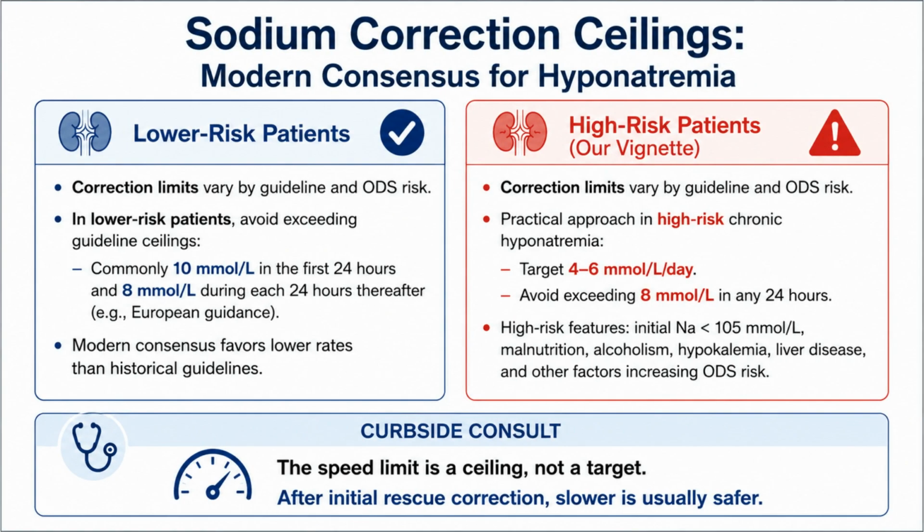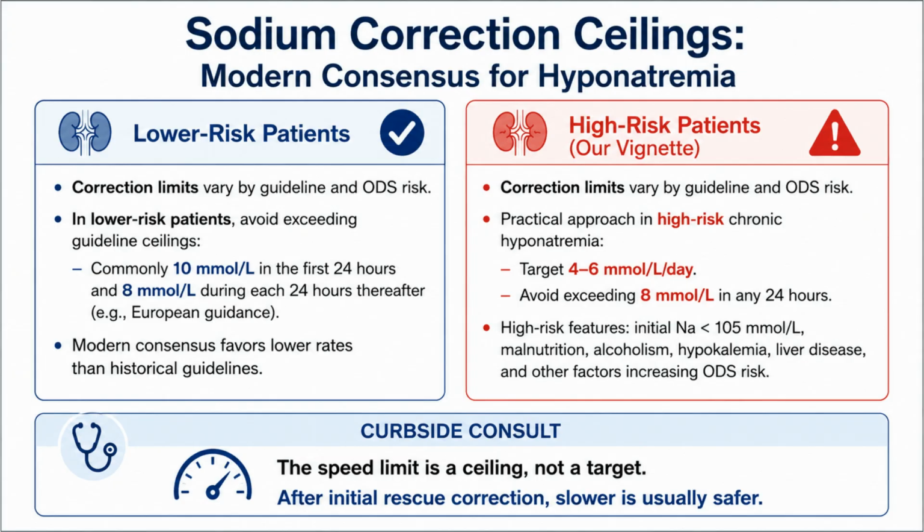target. Correction limits vary somewhat by guideline, but the modern clinical approach is conservative, especially in high-risk chronic hyponatremia. For lower-risk patients, many guidelines advise avoiding correction beyond about 10 millimoles per liter in the first 24 hours, and about 8 millimoles per liter per day thereafter. Some expert groups allow 10 to 12 in selected lower-risk patients, but that is a ceiling, not a goal.